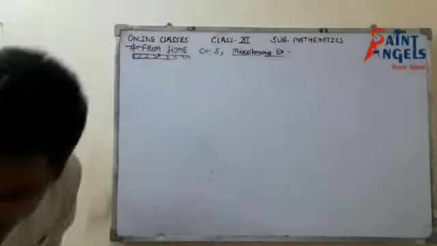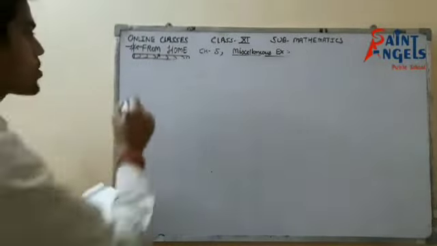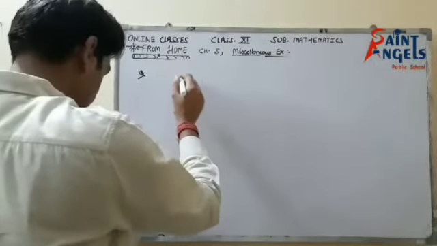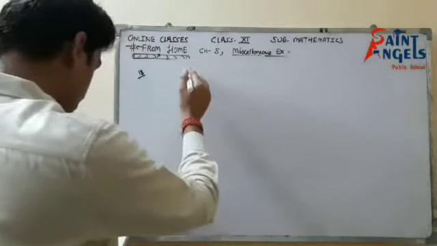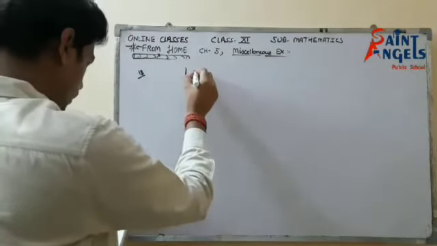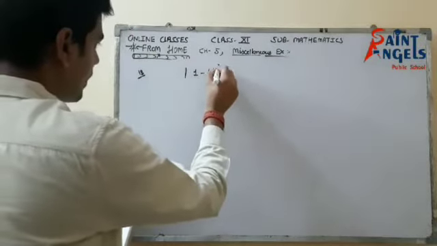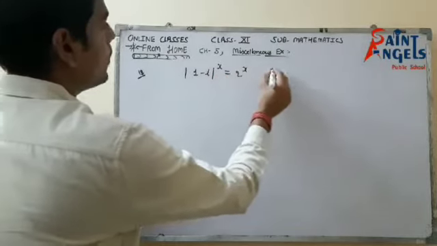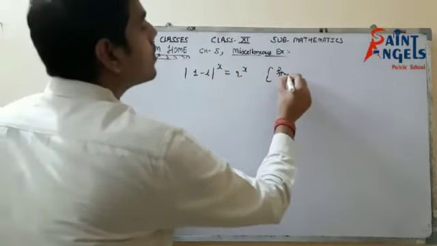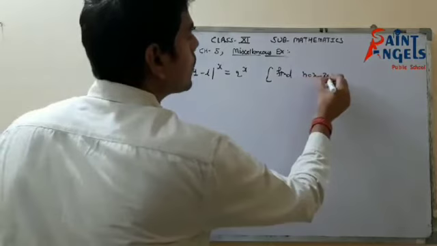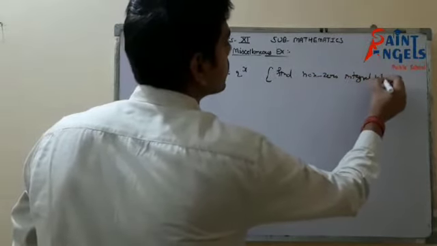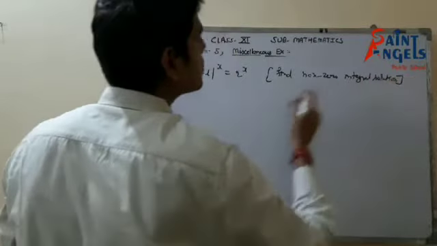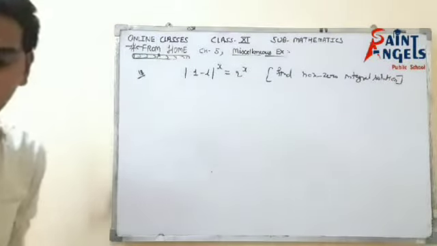Now look at question number 18. In question number 18, we are given: find the non-zero integral solution of the equation magnitude of (1 minus i) to the power x equals 2 raised to the power x. We have to find the non-zero integral solution. It means the value of x should be an integer but not equal to 0.